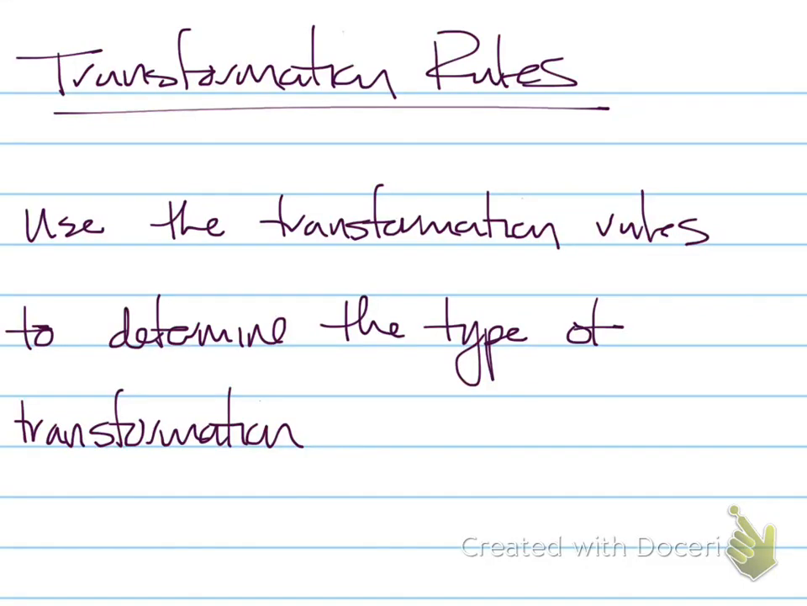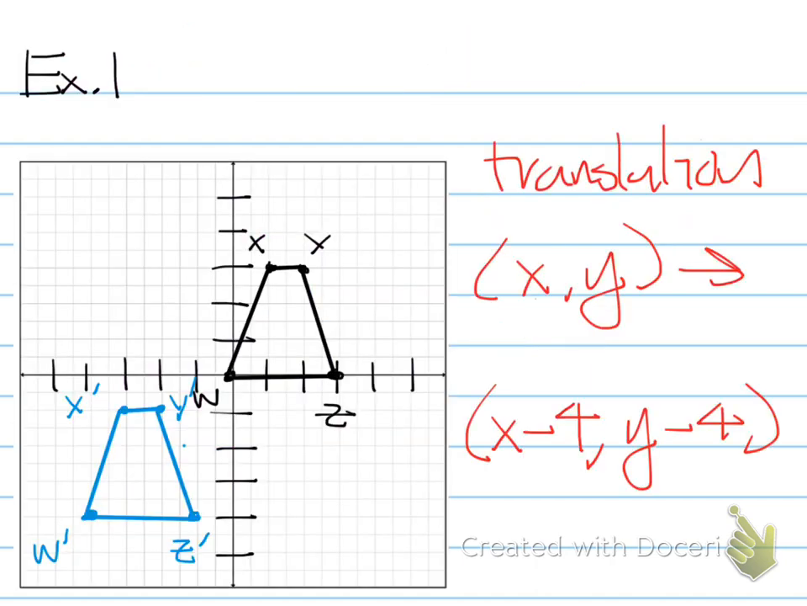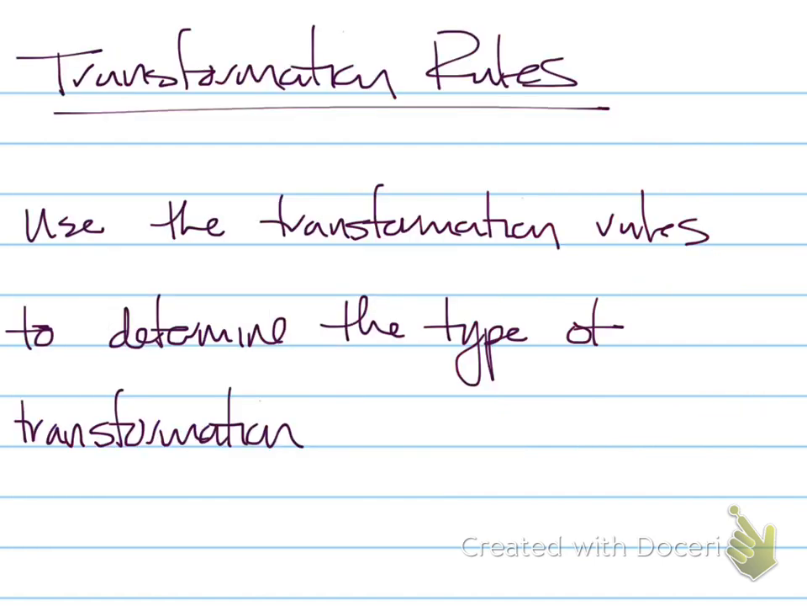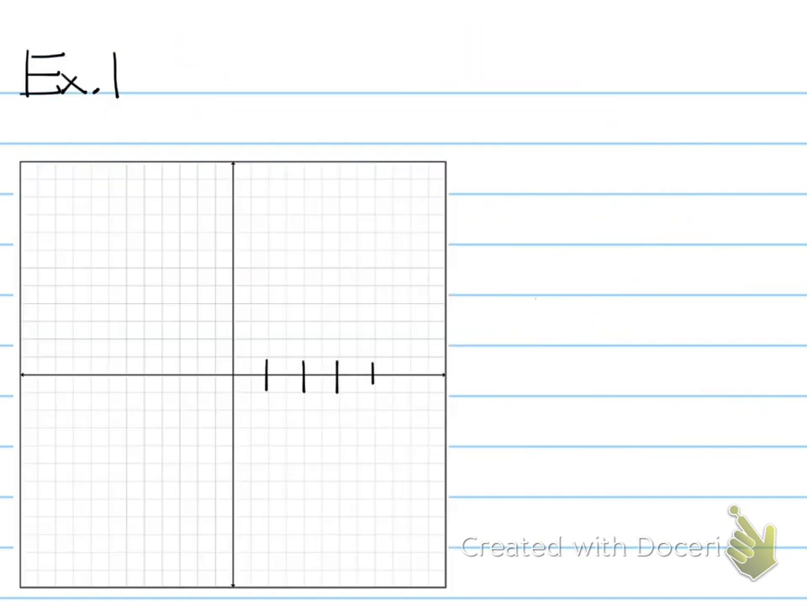In this lesson, we're going to be looking at the transformation rules. So we're going to be applying all the rules for rotation, translations, and reflections to determine, once we're given the pre-image and the image, which type of transformation is being used based off of the rules that we've already studied.